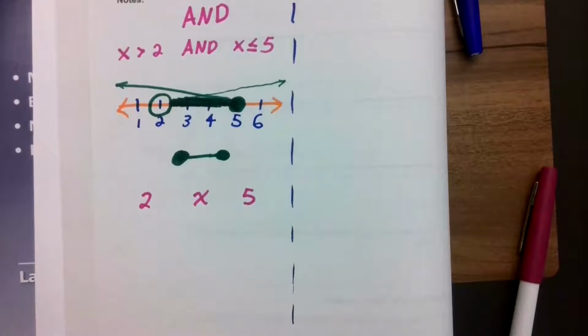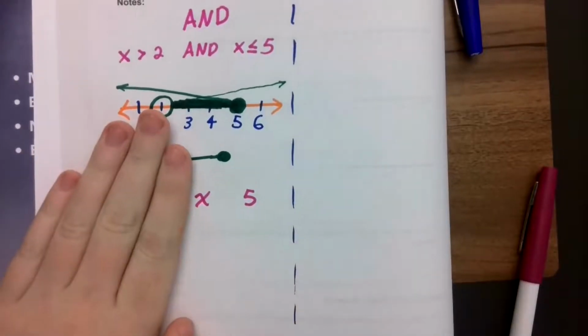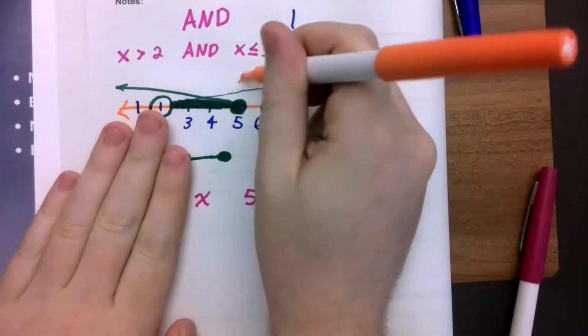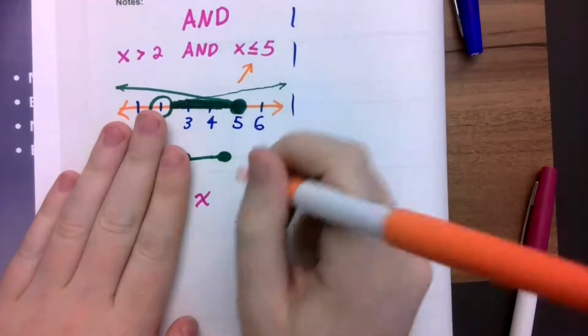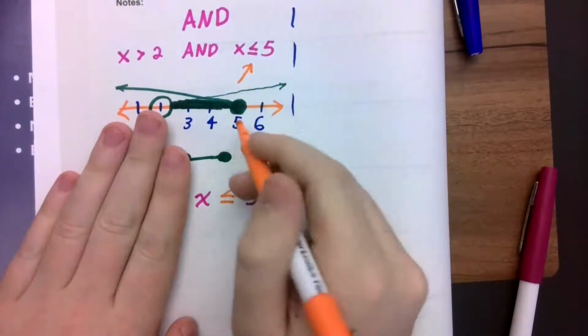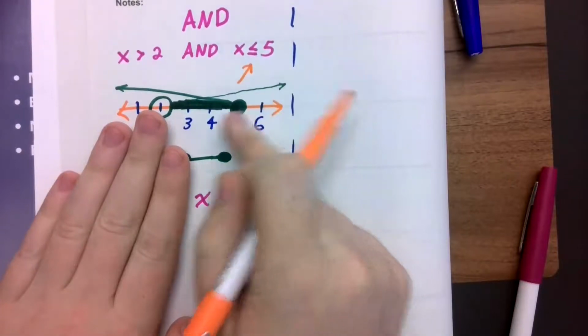So let's start off with the easy one. How is x related to 5? Well, it says up here that x is less than or equal to 5. And we can see that from our graph too. x could be equal to 5 or it's less than 5.